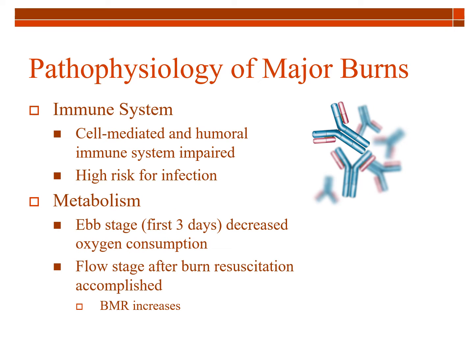The immune system is impaired with major burns. Both the cell-mediated and the humoral immune system are impaired, putting the patient at high risk for infection. A burn injury challenges the body's immune system. The skin barrier to invading organisms is destroyed. Bone marrow depression occurs and circulating levels of immunoglobulins decrease. Defects occur in the function of white blood cells. Thus, the patient is at a greater risk for infection.